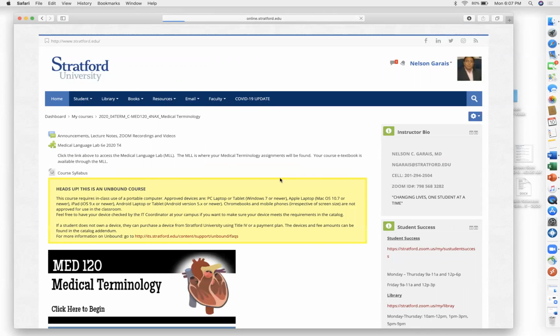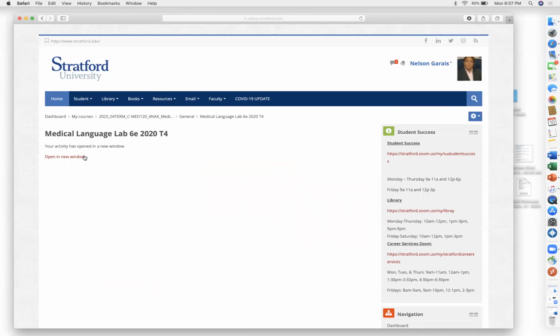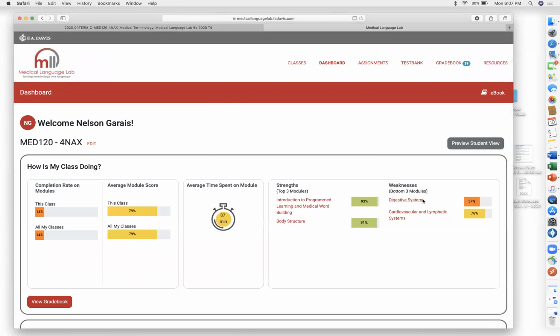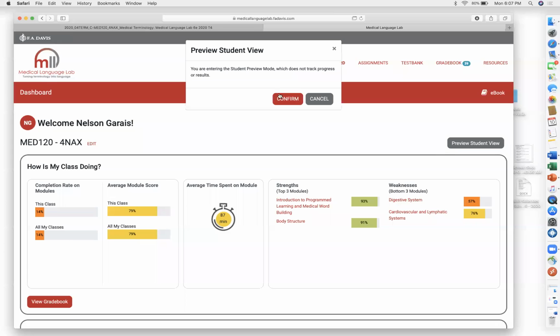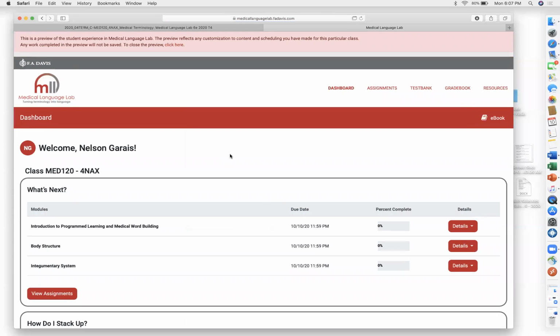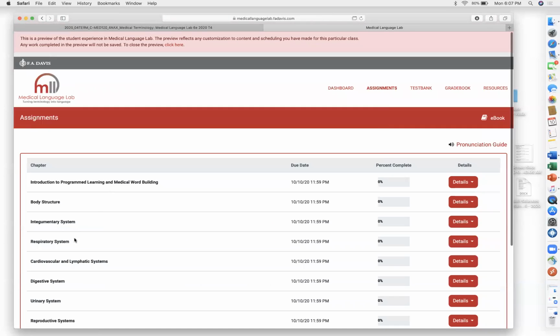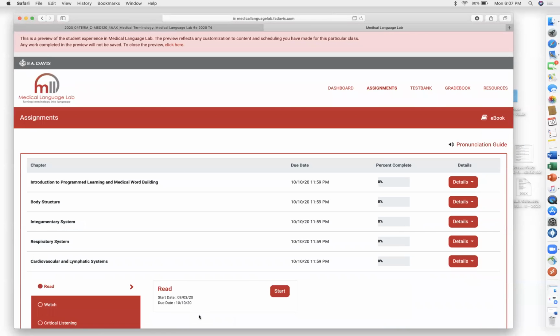So we're gonna go onto our medical language lab, open in a new window. I really hope it is being nice to me. No, it isn't. All right. Let's view. Wait a minute. Preview student view. Confirm. So we're going to go into the cardiovascular view assignments. I'm going to go into cardiovascular. So I'm going to go into details, and I want to read.